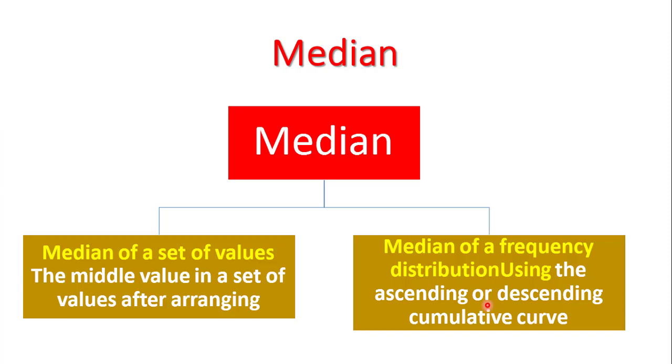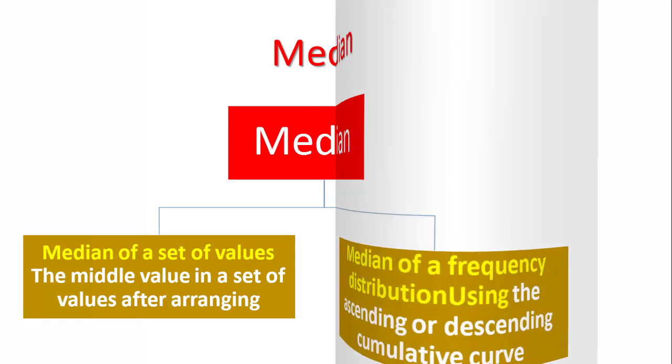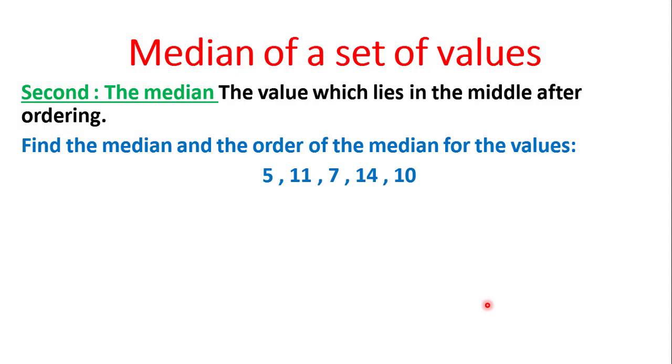Okay, let's begin with if you have a set of values. Here, for example, I have a set of values and I want to calculate the median. The set of values here is 5, 11, 7, 14, and 10. I want to determine the median and also to determine the order of the median. It means that the median in which you place first or second or third or whatever.